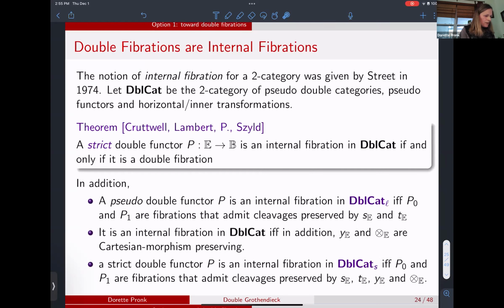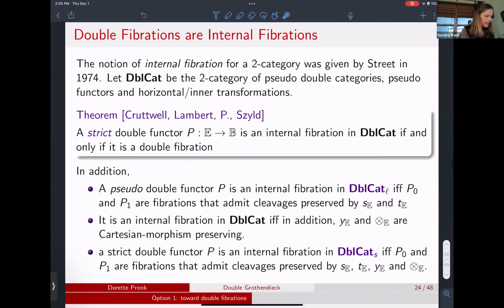It's also a pseudo double functor is an internal fibration in double cats if we further require that identity and tensor are Cartesian morphism preserving, and a strict double functor is an internal fibration in double cat with strict functors, and this kind of follows from the above by just requiring everything to become strict. That means that all the cleavages now need to be, all the maps have to preserve cleavages.